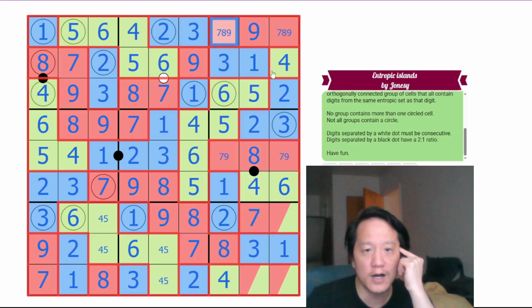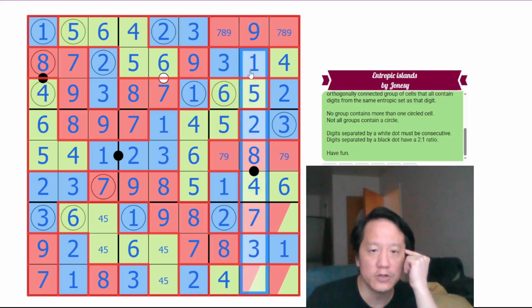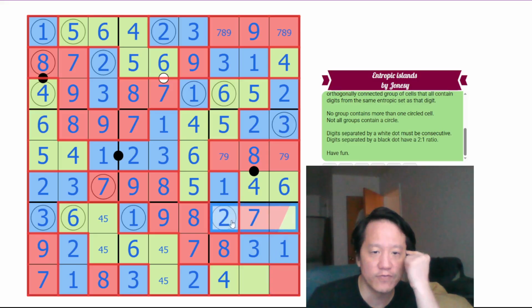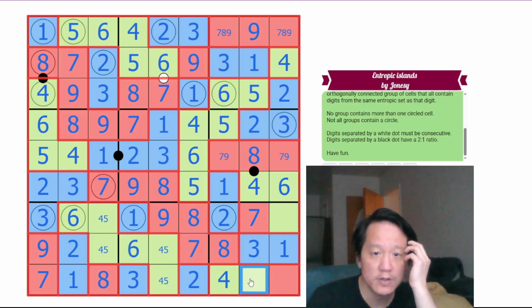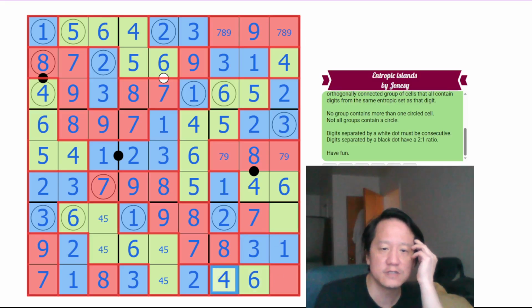7 eliminates 7 here, so that's 9. There's no more highs in column 8 because we have 3 of them, so this must be medium. We have 3 mediums in row 9. This can't be medium, that's high. We have 3 highs in box 9, so this can't be high, it's medium. That leaves this as a 6. 4 eliminates 4 here, so it's 5 and 4, which eliminates 4 here, so it's 5 and 4.